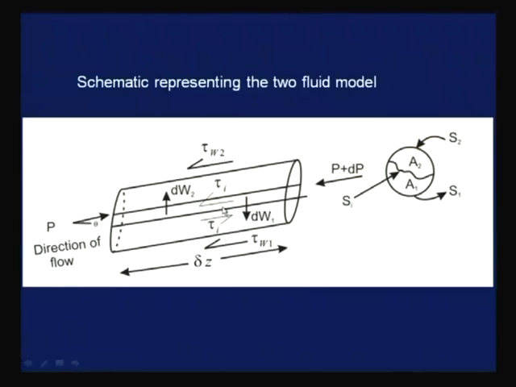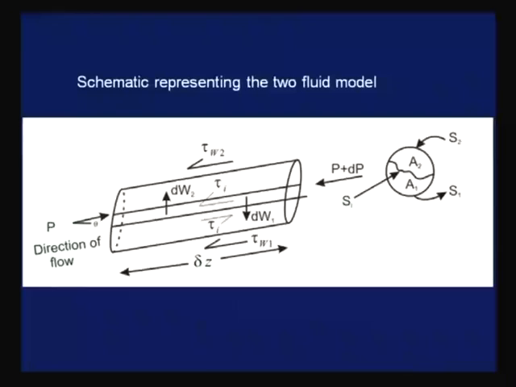Now, this tau I has been wrongly written in this particular case. Now, this is correct. If the direction of flow is in this direction, then naturally the interfacial shear will be opposite to the direction of motion. Since the motion takes place from the left hand side to the right hand side, tau I will be in the opposite direction for the faster flowing fluid and in the direction of motion for the slower flowing fluid.